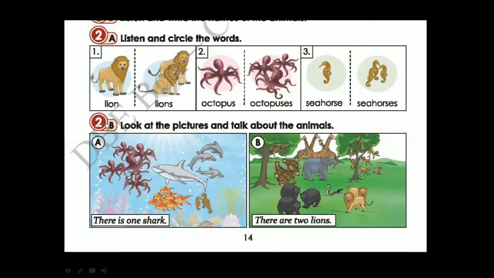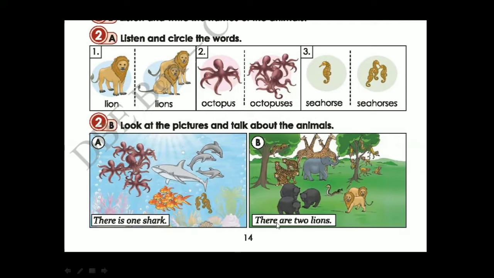Okay, so 2B. Look at the pictures and talk about the animals. You have to look at the picture and then talk about the animals. For example, they wrote down for you: there is one shark. Yes, there is one shark. And then number B, there are two lions. So you have to know there is and there are.